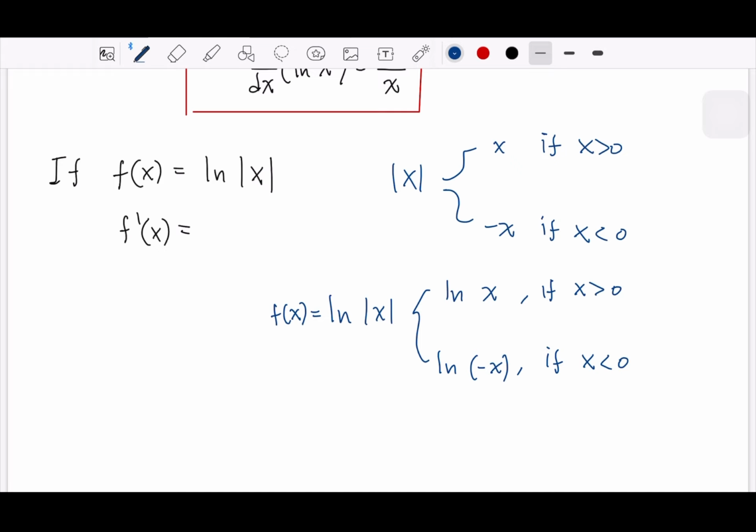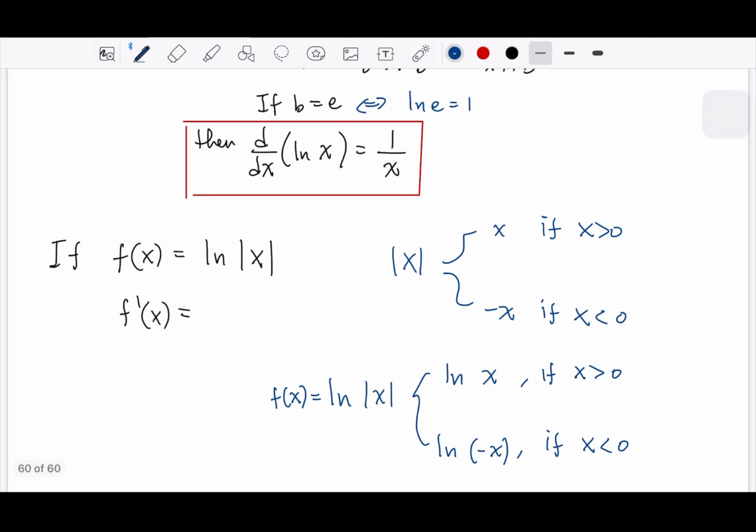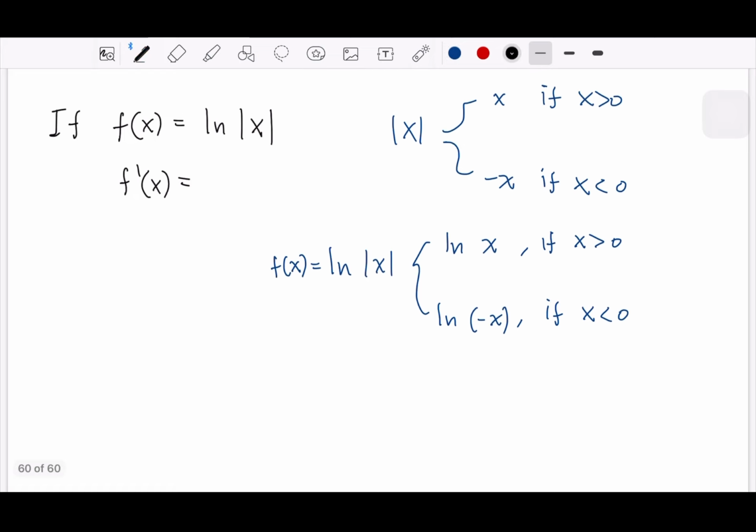Okay, remember, the derivative of ln x, we just take this and it becomes 1 over x, right? So no problem here, simply 1 over x. So what about this? Negative x, the power goes down, multiplied with the chain rule of negative x, which is negative 1. Let me write. So f prime of x.